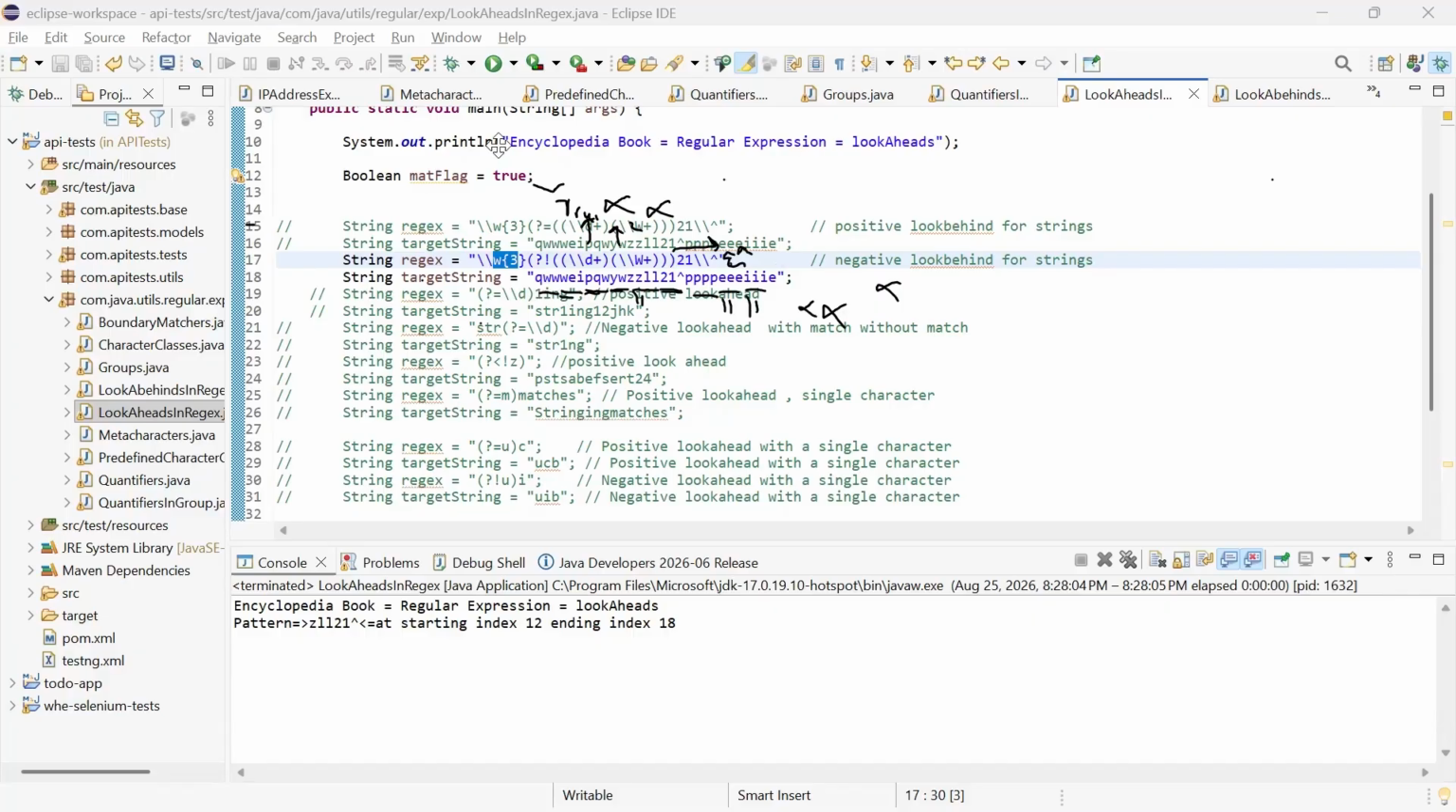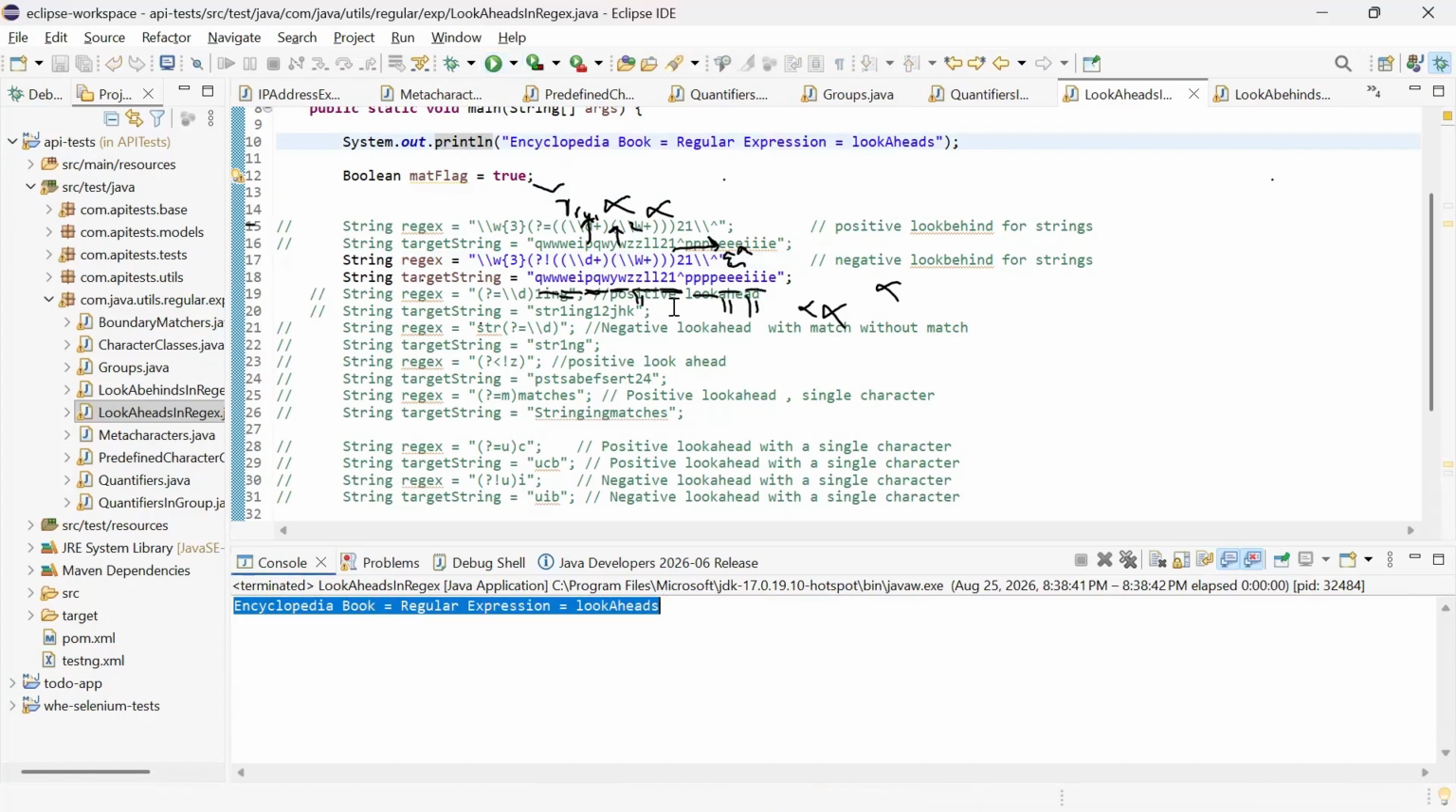So let me just run it. Let's see. See, it did not give us any result because we did not have anything matched here. So if I have to make this situation match, what should I do? How do I tweak this regular expression?